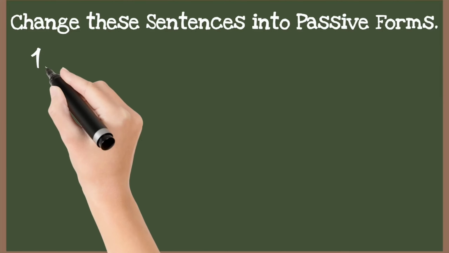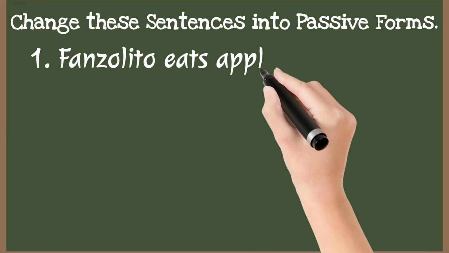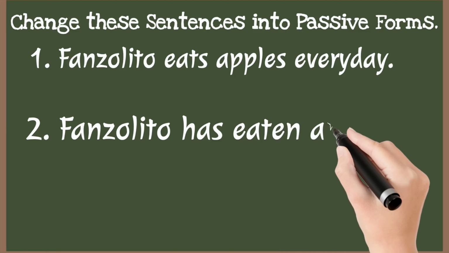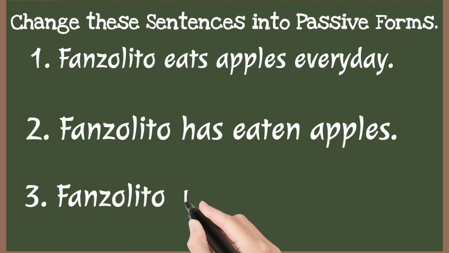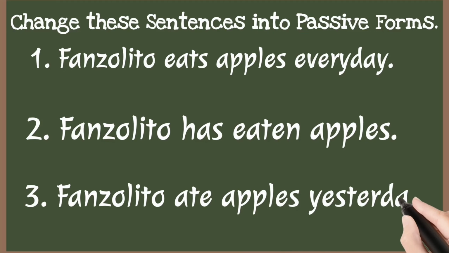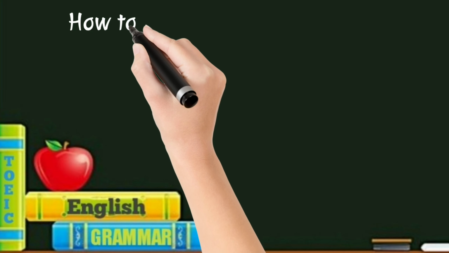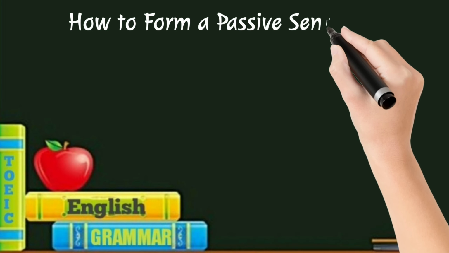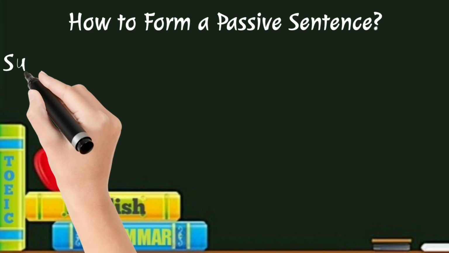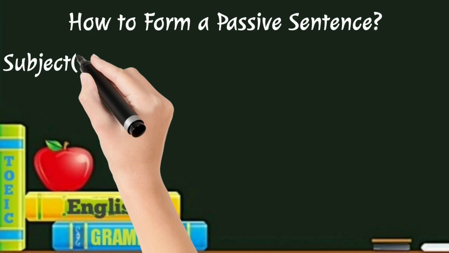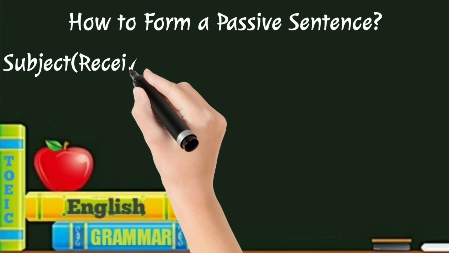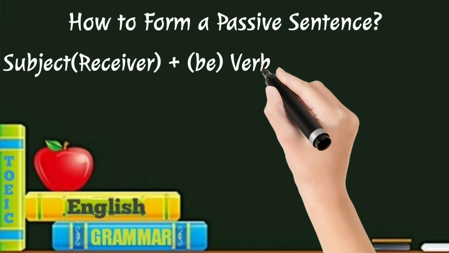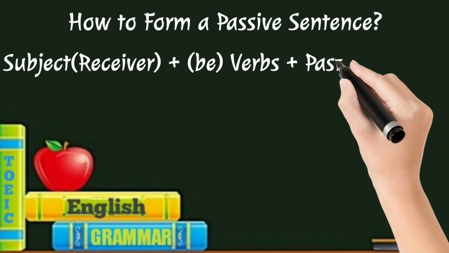This time, let's try more examples. We have 3 sentences here which are in active forms. So let's try to change them into passive forms or passive voices. Always remember how to form the passive sentence: subject, which is the receiver of the action, followed by the be verb, and then the past participle form of the verb.